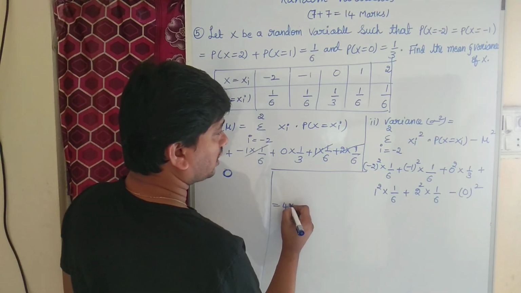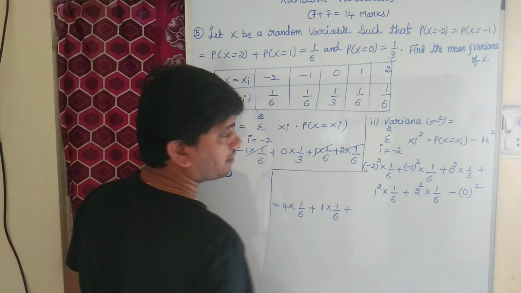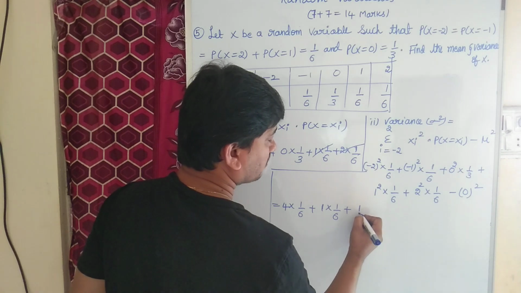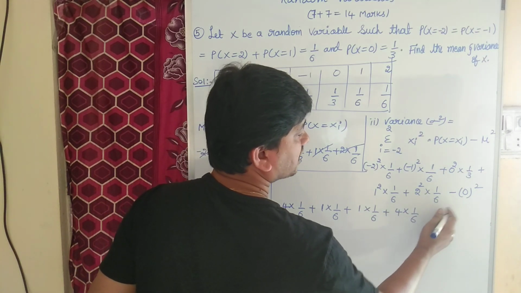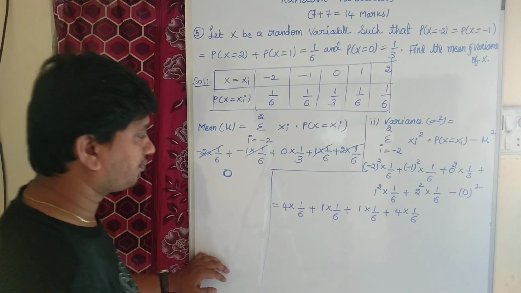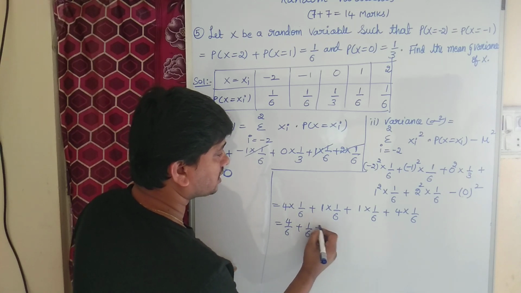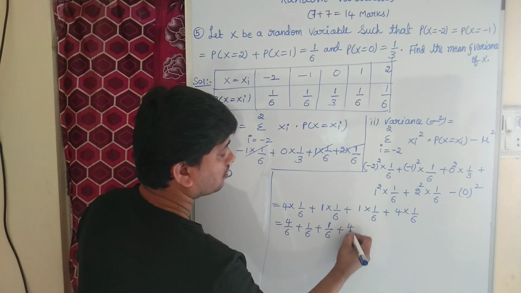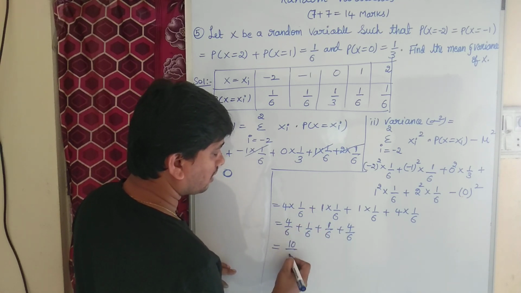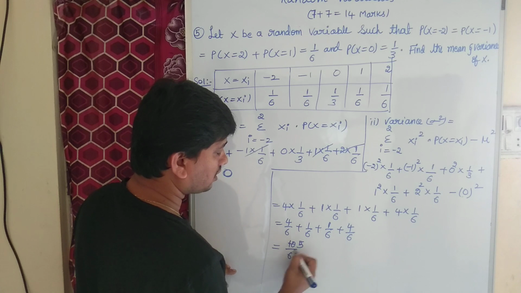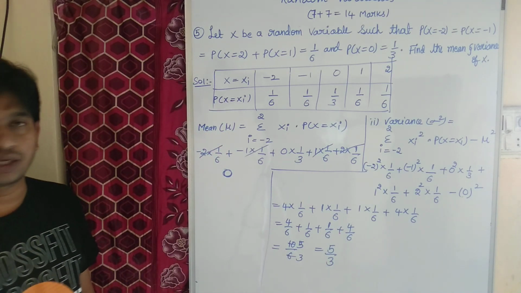Now 2 square 4 into 1 by 6, 1 square 1 into 1 by 6, 0 square means 0 only, leave the term. 1 square 1 into 1 by 6 plus 2 square 4 into 1 by 6 minus 0, right? So 4 by 6 plus 1 by 6 plus 1 by 6 plus 4 by 6. That is 10 by 6, which simplifies to 5 by 3. So what is the variance, children? Variance is 5 by 3.